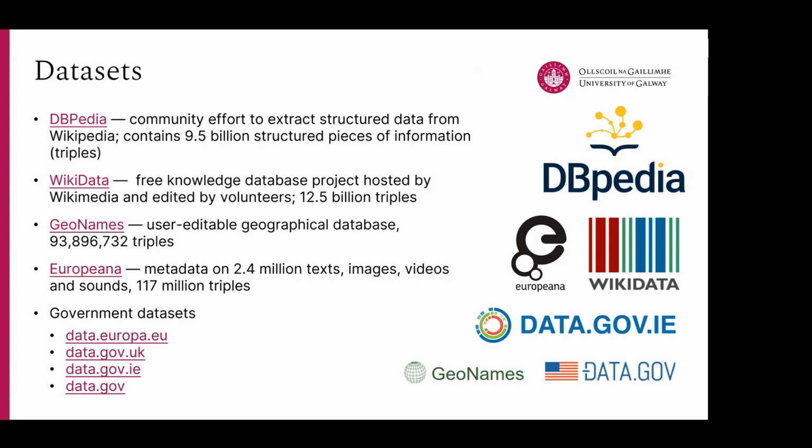And apart from that, there are a lot more specific data sets like GeoNames that has a huge linked open data database of geographical names. Europeana that has metadata about cultural heritage, text, images, videos, sounds, converted into linked data format. And a lot of government data sets across different countries, across the European Union, UK, Ireland, the US, can be accessed, can be downloaded in linked data format. This will be something about health data or income, so all sorts of government data.